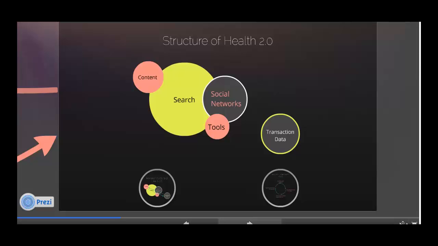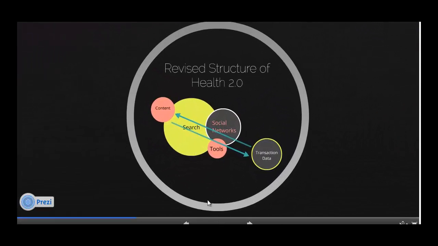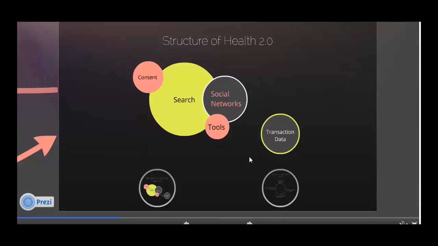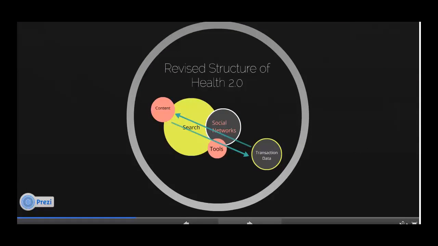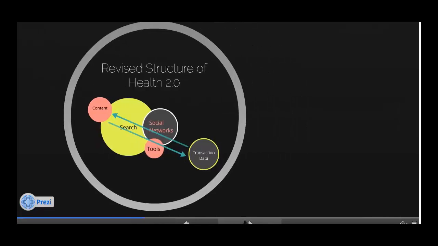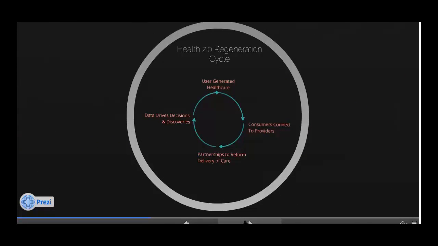So, one of the big things in healthcare is this generation of transaction data. This includes electronic medical records, documentation at a doctor's office or a hospital. Now, the biggest issue they have is that there's no connection between transaction data and the content. There are plenty of tools used in Web 2.0, but this transaction data isn't really transparent to them. So they're starting to see a rise in transparency of this transaction data. So this feeds into the Health 2.0 regeneration cycle.